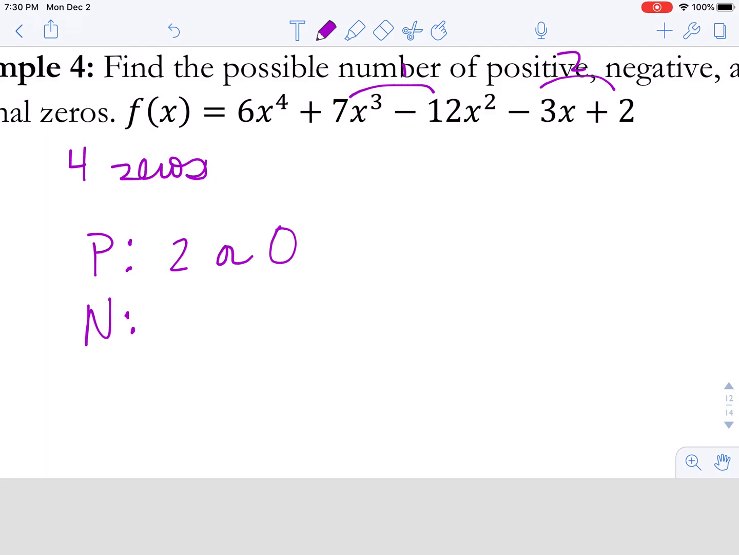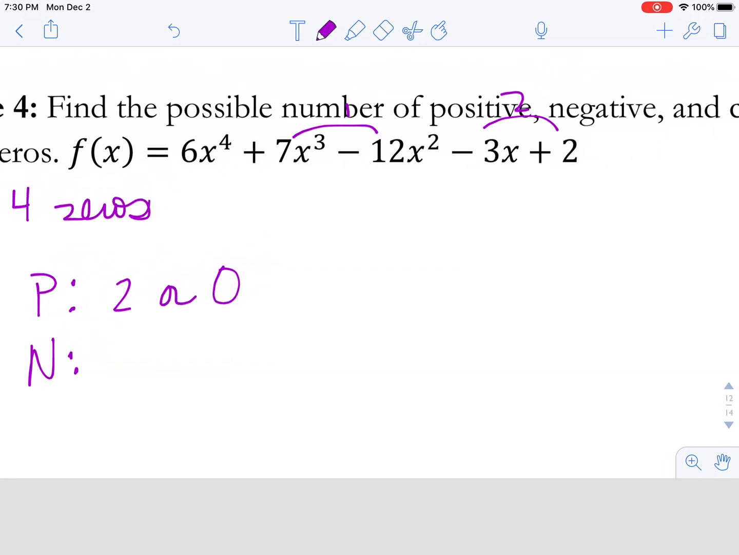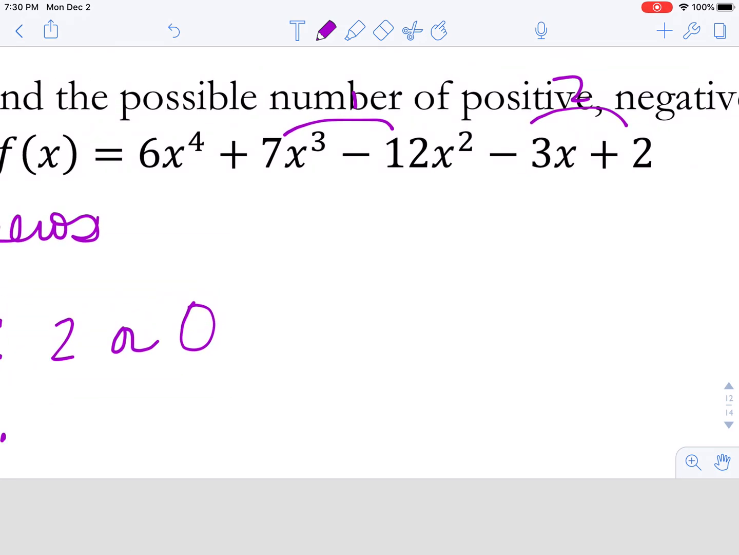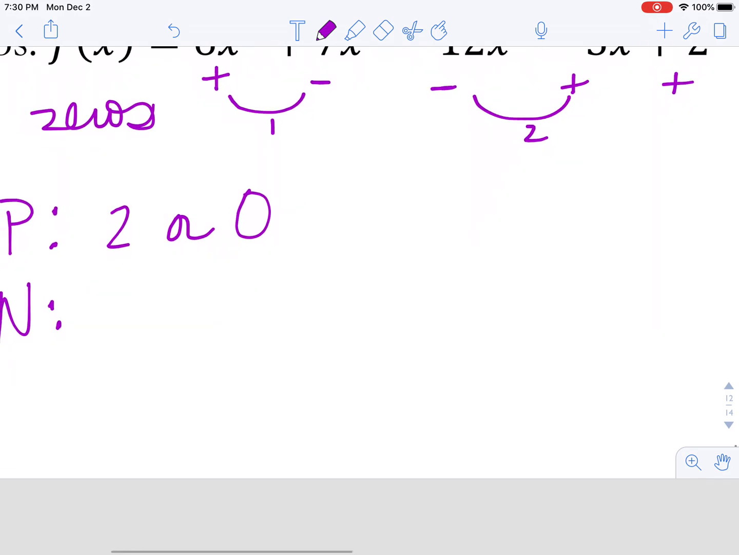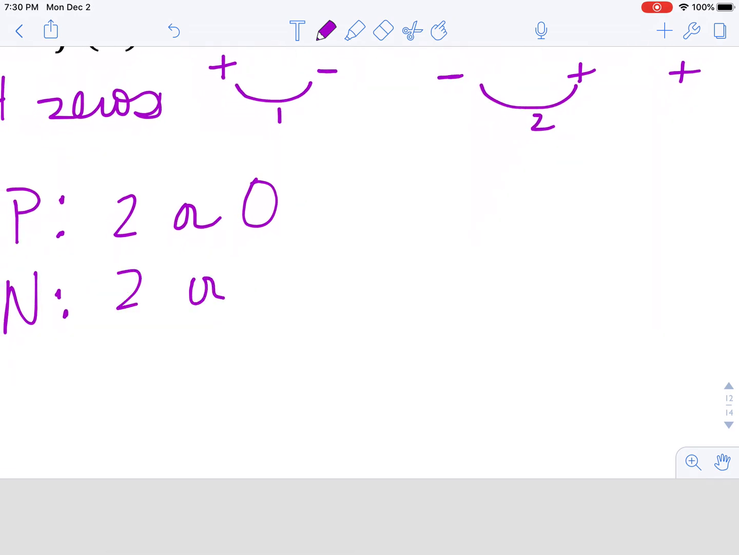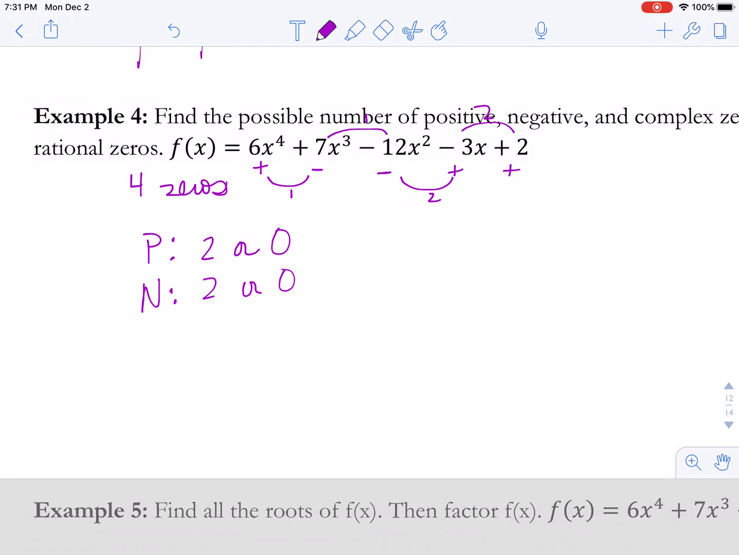For negatives, I'm going to change my odd ones. So this is still positive. This becomes negative. Negative, positive, positive. One sign change, two sign changes. So this could be 2 or 0. So now when I do my chart, I have positive, negative, imaginary.